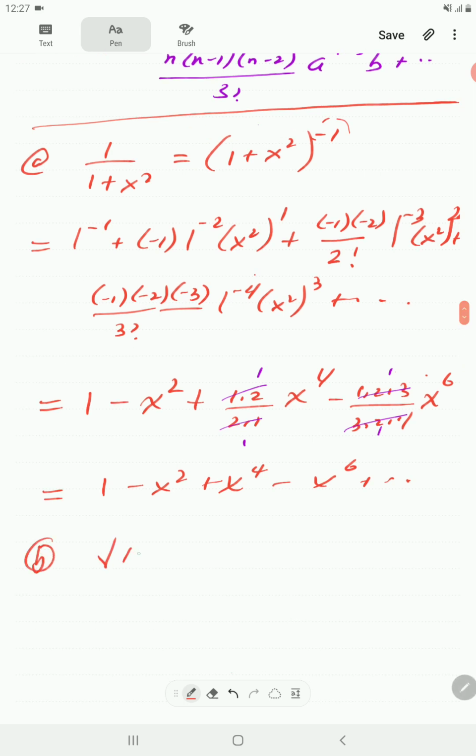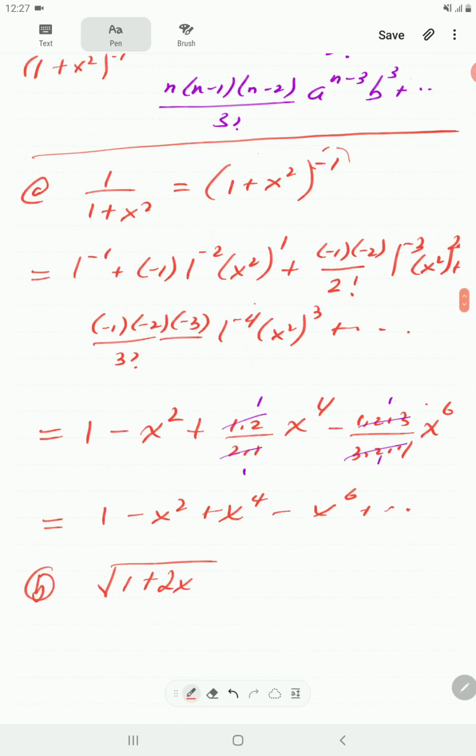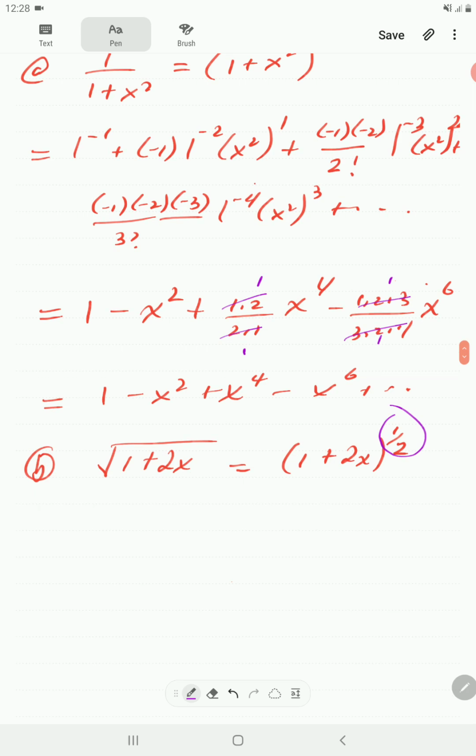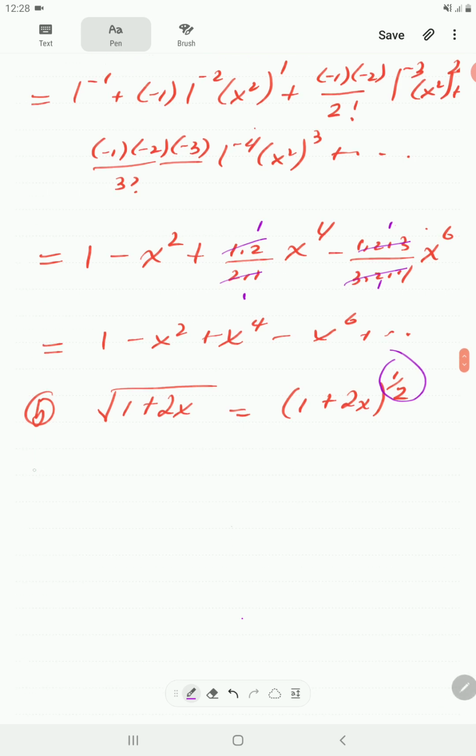In B, we've got the square root of 1 plus 2x. So again, we're going to want to write that as a power first, which means it's going to be 1 plus 2x to the power 1/2. So again, our n here is not a positive integer. n is 1/2, a is 1, b is 2x. So the first term is going to be 1 to the power 1/2.